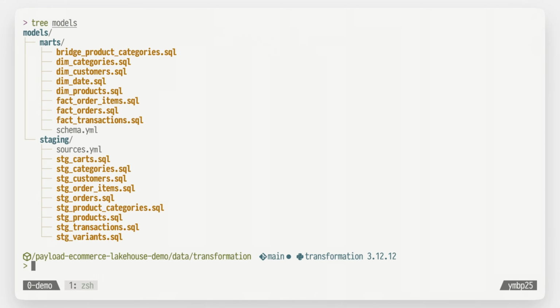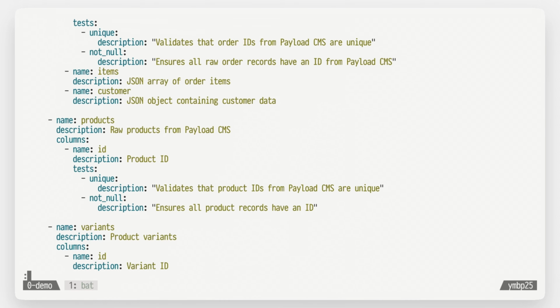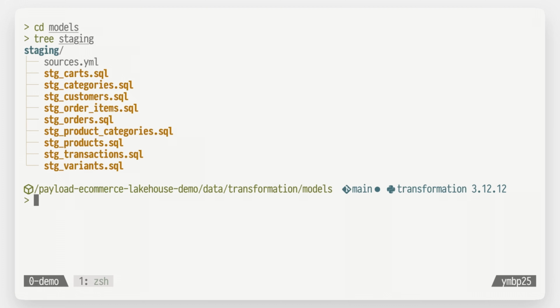Now let me show you the models folder structure on screen. Here is what we have. In the staging folder, we define sources in sources.yaml. This file declares the raw Iceberg tables that DLT loaded. Then we have 9 staging models. Each staging model cleans and standardizes one raw table. They rename columns to snake_case, convert data types, and apply simple transformations.